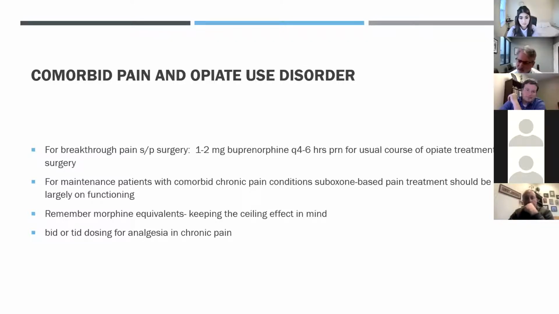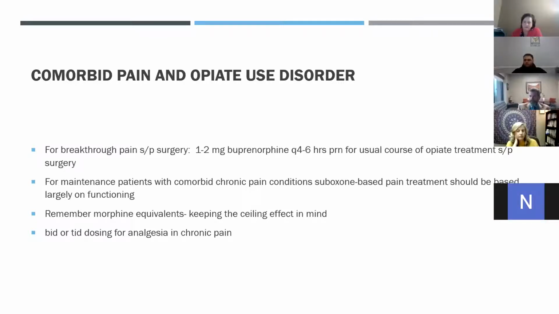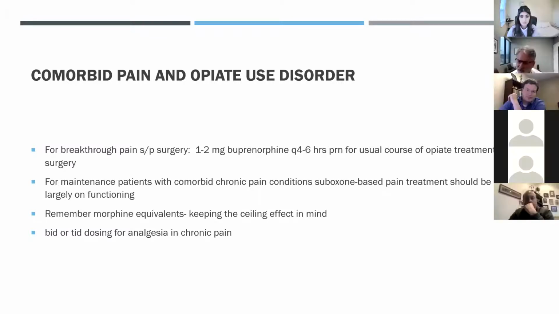And then for patients who are on maintenance treatment but being treated for comorbid chronic pain conditions, the most important thing about treating pain in people who have opiate use disorder is that you don't over focus on pain itself. You want to have expectation management, and the elimination of pain may not be realistic for a large percentage of patients with chronic pain. And of course you want to improve their distress and reduce pain, but the goal is functioning. So you want the patients to function well.